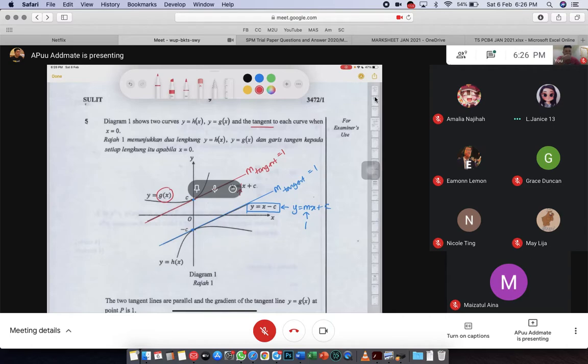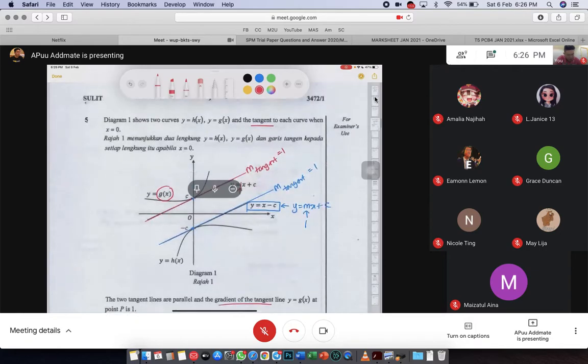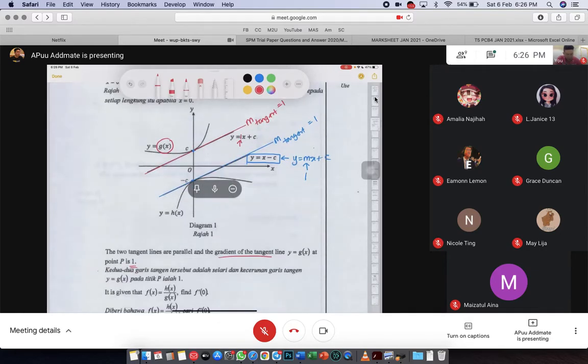That's the first part of this particular diagram, right? Then the question says that the 2 tangent lines are parallel, right? And the gradient of the tangent line at P is 1. It has already told us that the gradient of the tangent is equal to 1. But actually it's not at P, it should actually be at your point C. I looked for P earlier but couldn't find it. So I think it should be a bit of a typo, at point C, or at your y-intercept. So it's actually 1 now.